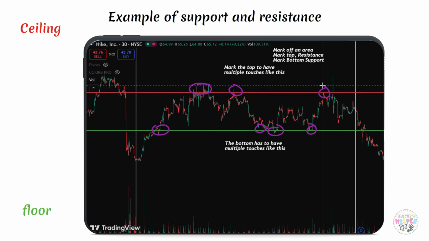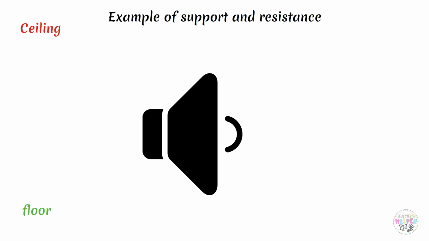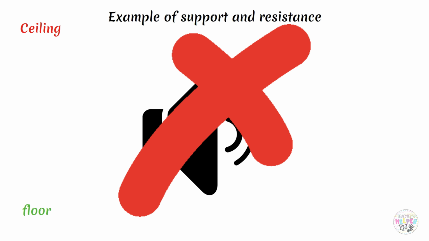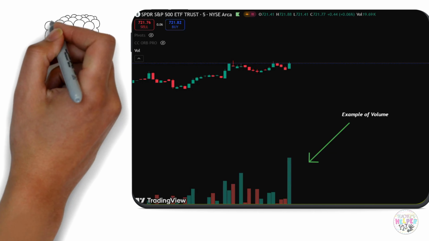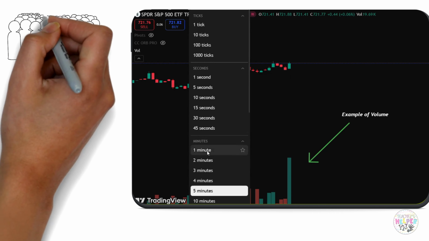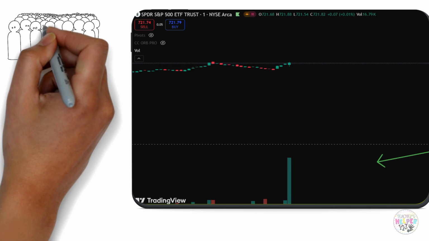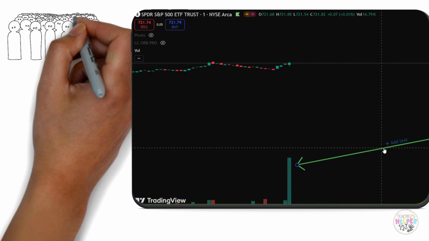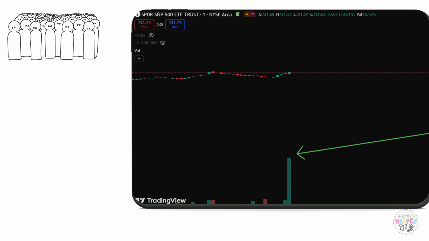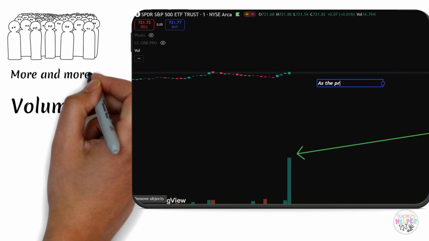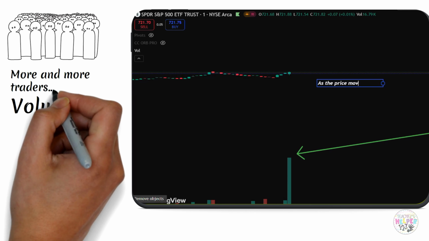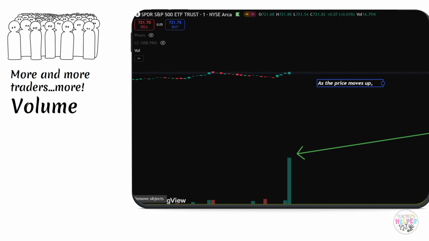So next is volume. Volume shows how many shares are being traded. You can think of volume as how many traders are in the market at the time. The higher the volume, the better the trades. High volume means a lot of activity, and low volume means not many people are trading. Big moves with high volume are often stronger because more people agree on the move.